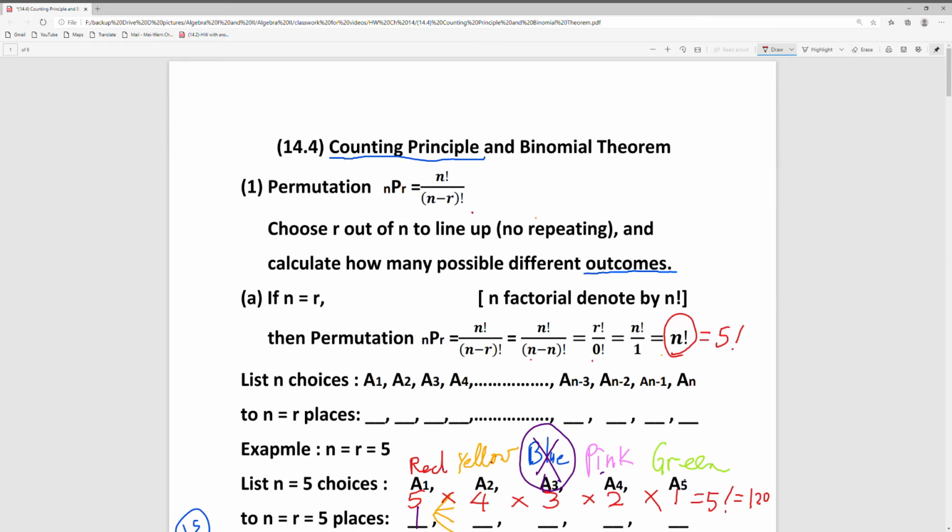Okay, so the permutation, if you have n choices, and then you choose r out of the n choices, no repeating, line up. That's the formula for the outcome. And also, if n equals r, we understand by concept.